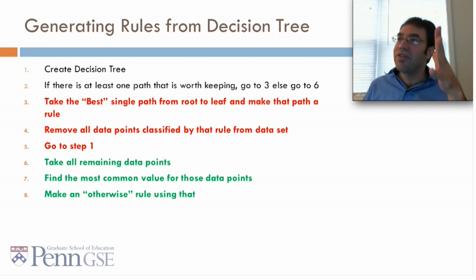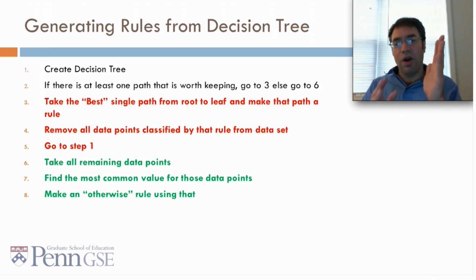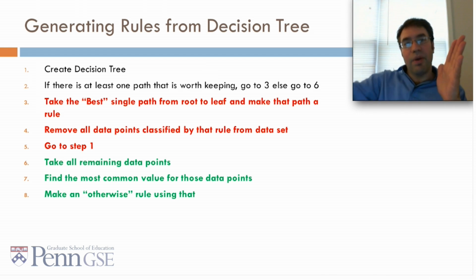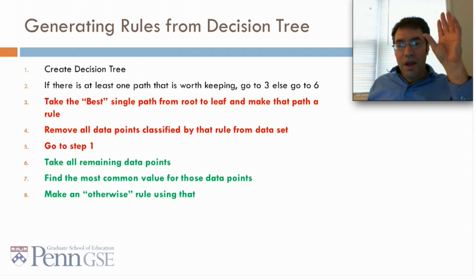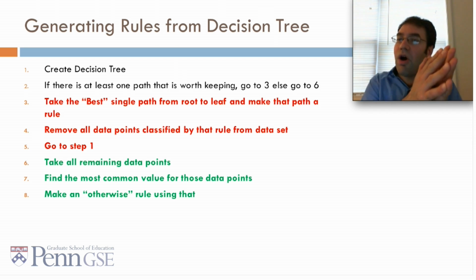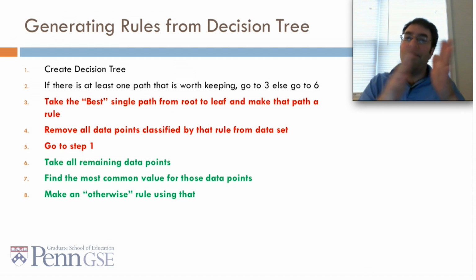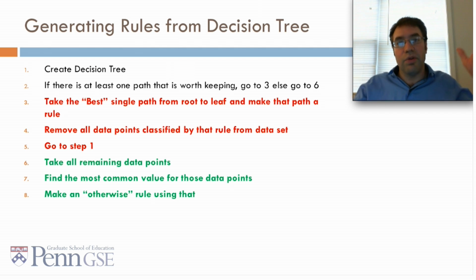And again, how best is defined varies between decision rule algorithms. Then you take all the data points classified by that rule, remove that rule from the data set, and go back to step 1, create a new decision tree, and classify within it. Eventually you'll get to a point where there's no path that's worth keeping in the entire tree. At that point we're at step 6, and we take all the remaining data points, find the most common value for those data points, and make an otherwise rule using that, where we just take all the data points we don't know what to do with and make our best guess just based on the base rate in the remaining data.